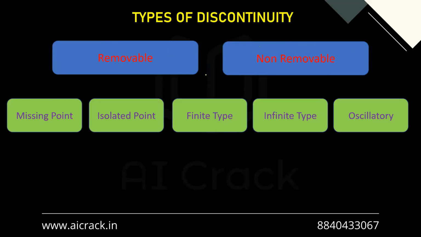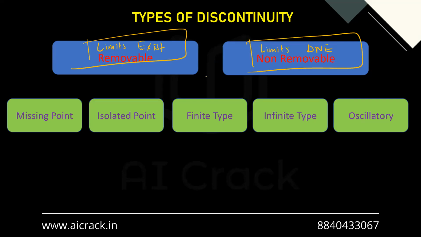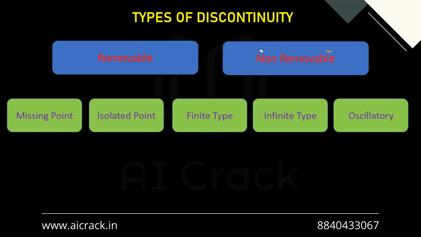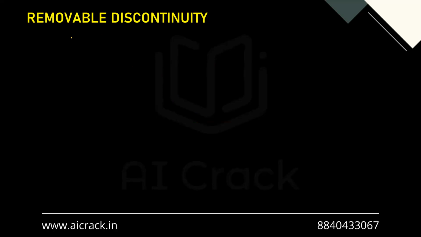Okay, and now let's talk about different types of discontinuities, and we have two broader types: removable and non-removable. In case of removable, we say that limits exist. In case of non-removable, we say that limits don't exist. Okay, that is the basic differentiation between these two types. Now for removable, we have two further subdivisions: missing point and isolated point. In case of non-removable, we have three subdivisions: finite, infinite, and oscillatory. Let's look at each of them individually in detail. Okay, so the first one is missing point.